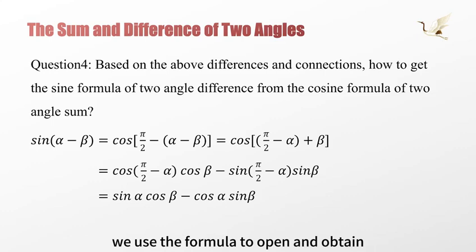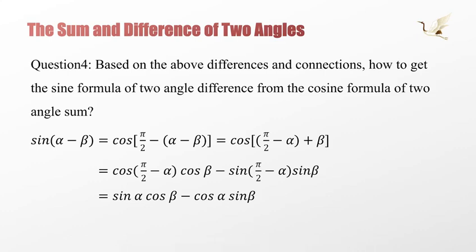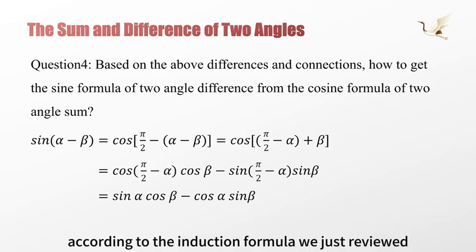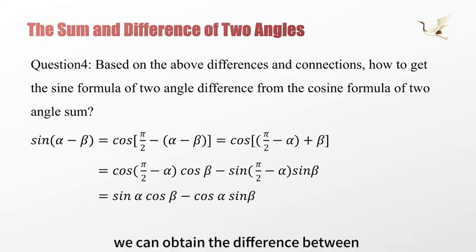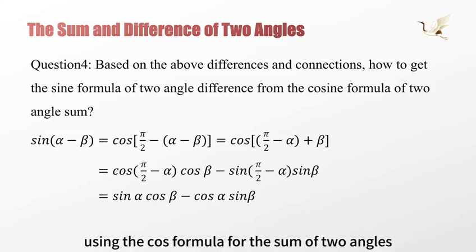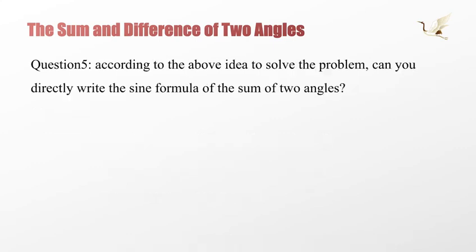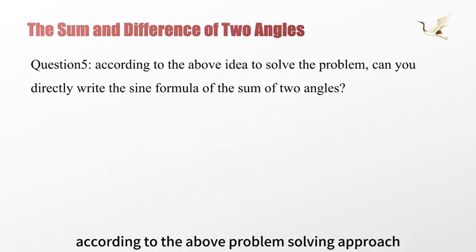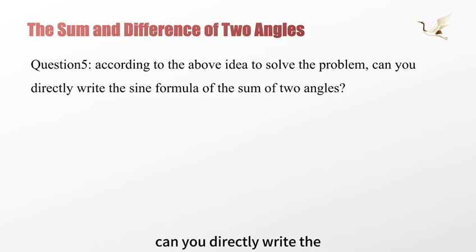We use the formula to expand and obtain cosine of half pi minus alpha times cosine beta, minus sine of half pi minus alpha times sine beta. According to the induction formulas we just reviewed, we obtain the difference between sine alpha cosine beta and cosine alpha sine beta. We obtained the sine formula for the difference between two angles using the cosine formula for the sum of two angles. According to the above problem-solving approach, can you directly write the sine formula for the sum of two angles?